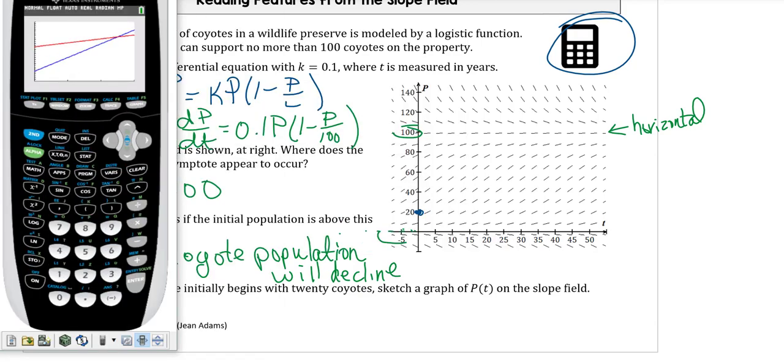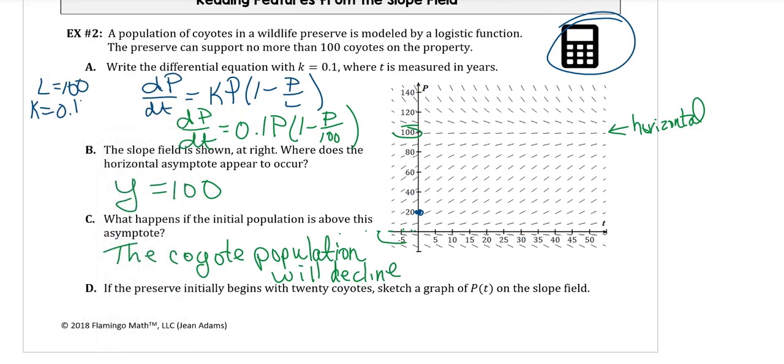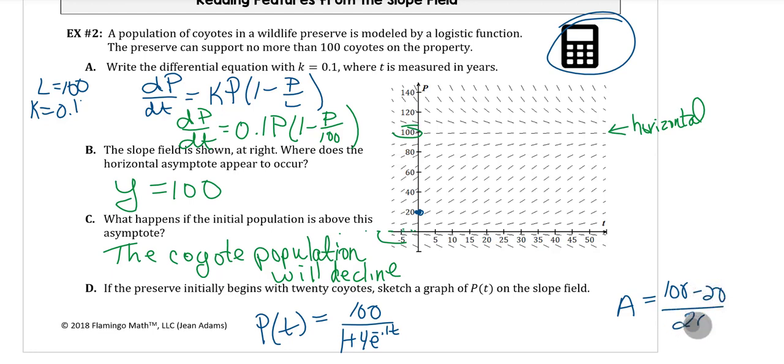So I'm going to put my differential equation in here. What I want to remember is you're supposed to just sketch this. I kind of did it ahead of time. I cheated because I know from my form that P of T is going to equal 100 over 1 plus 4e to the negative 0.1 t, because I could find A by taking 100 minus the initial population of 20, divided by 20. So I got A was 4. We're going to do that in the next section on the next page. But if we were just to sketch this, it should look something like this.